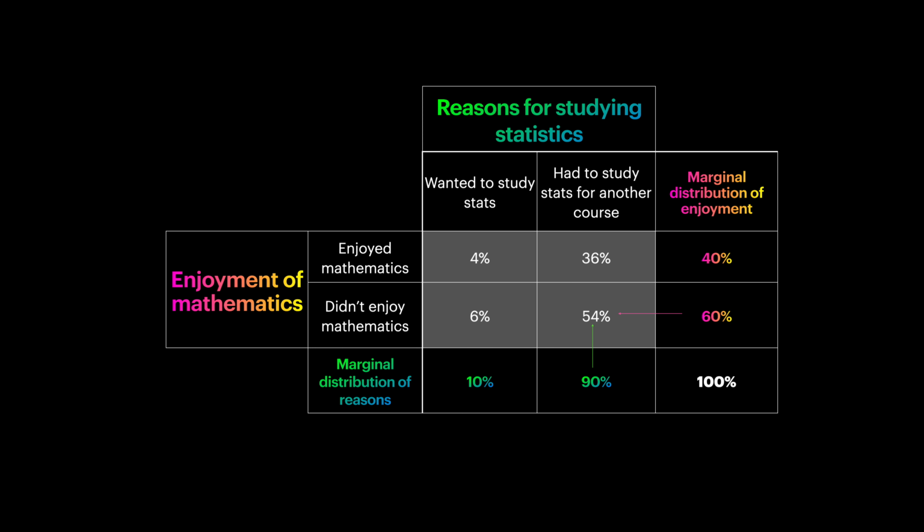We've covered all the students, and now if we meet a random student, we have the probability that they will fit into one of those categories in terms of their enjoyment of mathematics and having to study statistics for another course.